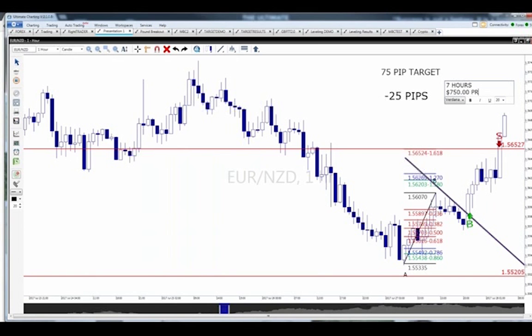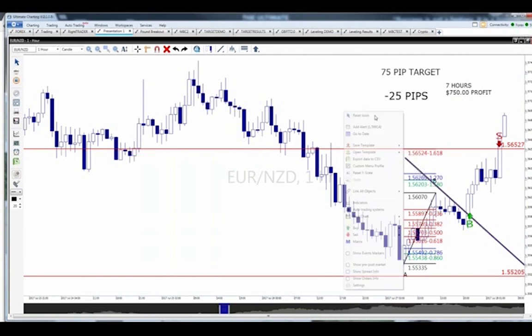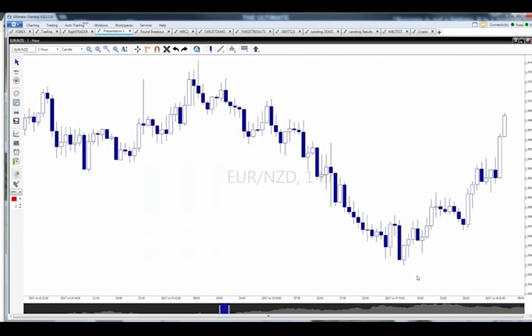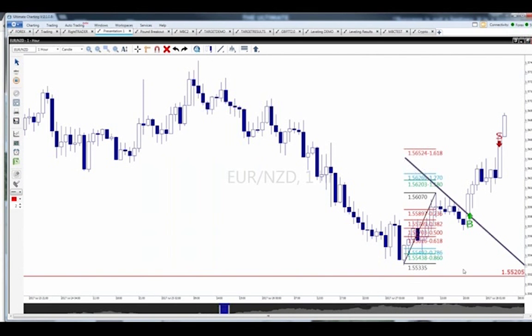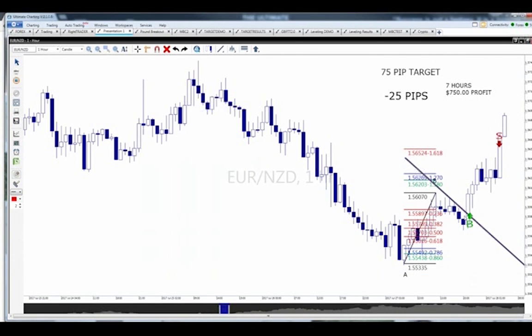And then what do we do? Well, I'm going to automate this for you in just a second, but I want to show you what we do next. What we do is we take away these indicators because we don't need them anymore. We don't need this A. We don't need this trend line. We don't need this Fibonacci.